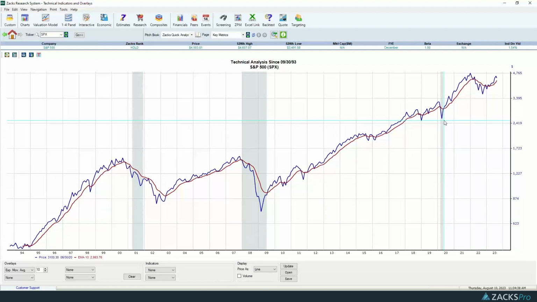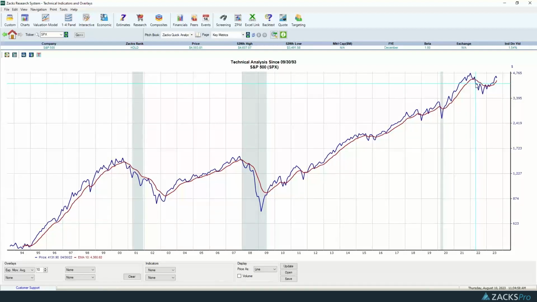Because remember, we just don't know, right? We don't know how bad things will get. And so if we respect the primary trend, as defined by being above or below the 10-month moving average, then that can help us avoid a lot of additional pain. You can see how it's done in the recent past here.